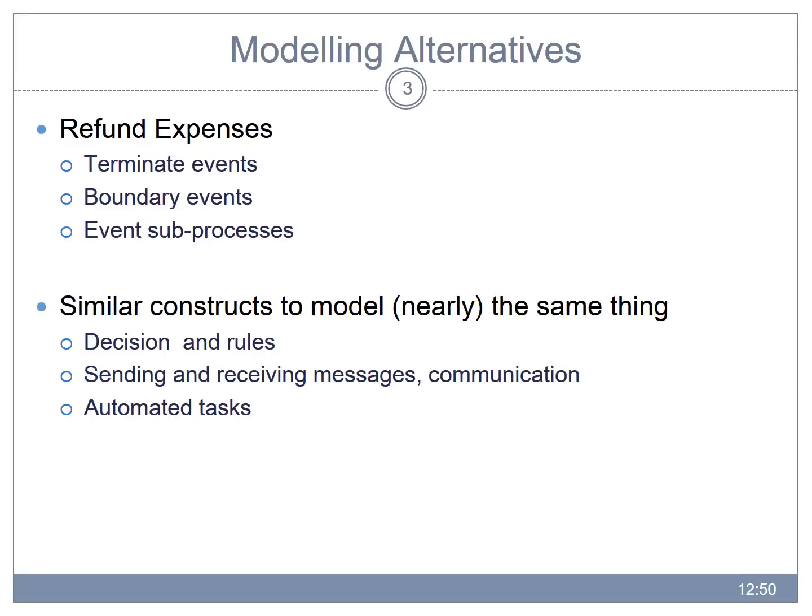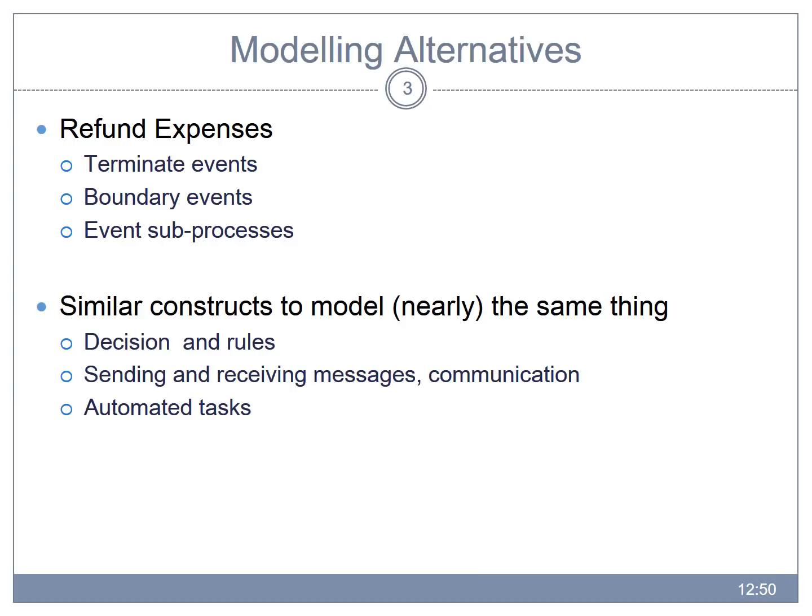So we're going to look at a process to refund expenses, and we're going to try to express that process logic first with terminate events, then with boundary events, and then with event subprocesses. And then after that, we'll look at a few constructs that are very similar and that can be used to model the same thing, or that have sometimes similar semantics but nevertheless different semantics.